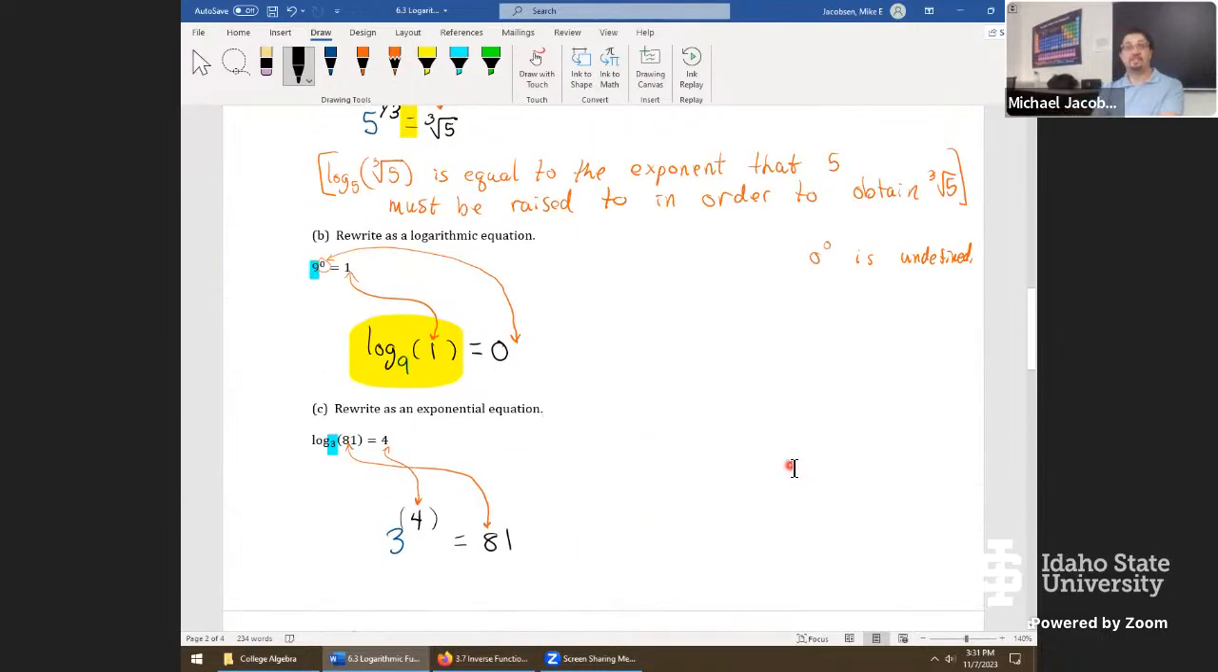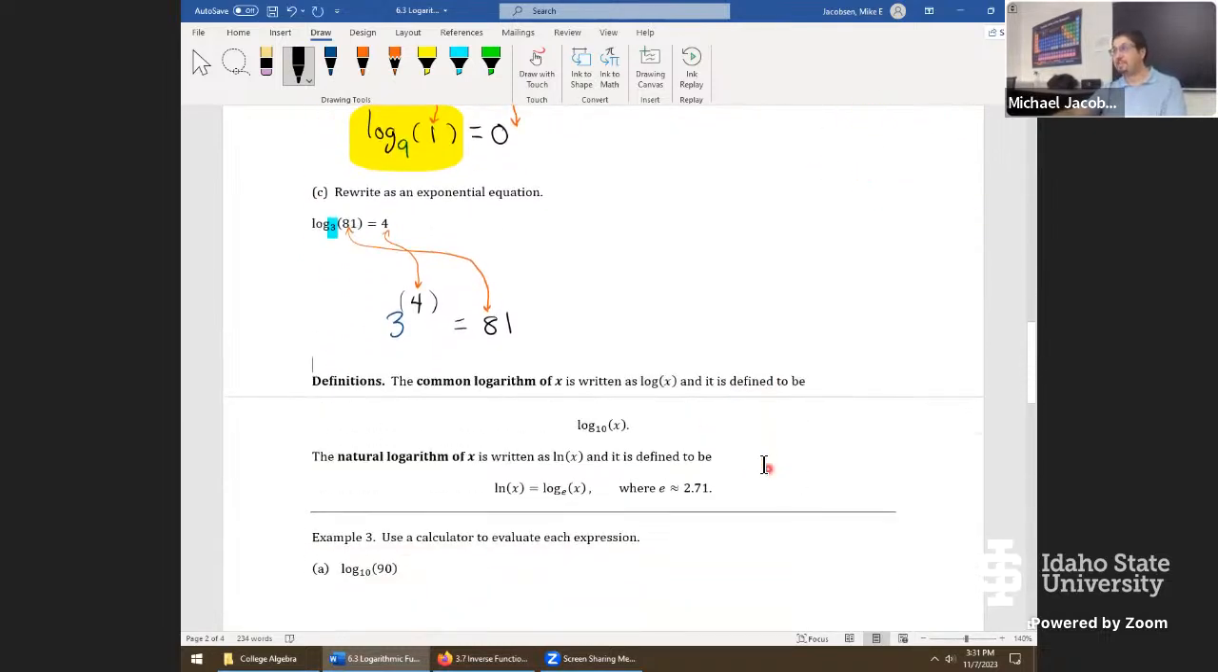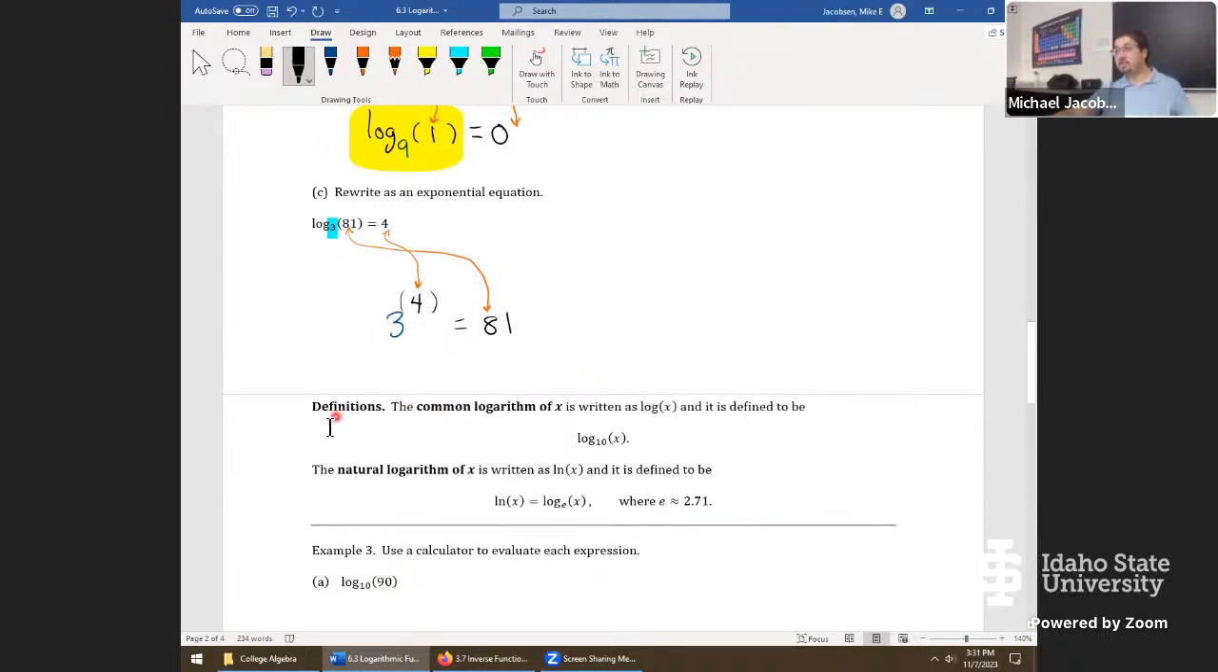Other questions so far? Okay, so for the moment, we're really just looking at setting these things up and looking at them from one perspective, a logarithmic equation, or another, an exponential equation. But we will have to do some computation, like you were mentioning, and there's a couple things we need ready to go when we do those kinds of computations.